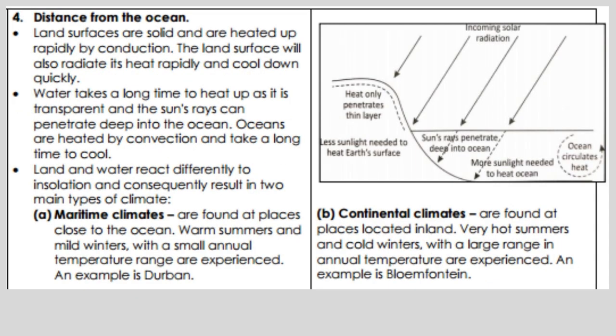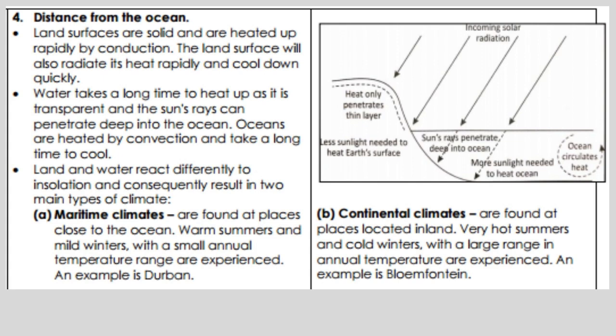4. Distance from the ocean. Land surfaces are solid and are heated up rapidly by conduction. The land surface will also radiate its heat rapidly and cool down quickly. Water takes a long time to heat up as it is transparent, and the sun's rays can penetrate deep into the ocean. Oceans are heated by convection and take a long time to cool. Land and water react differently to insolation and consequently result in two main types of climate.